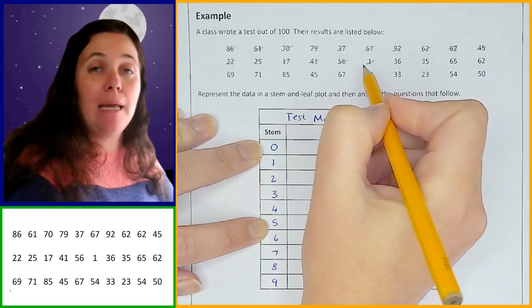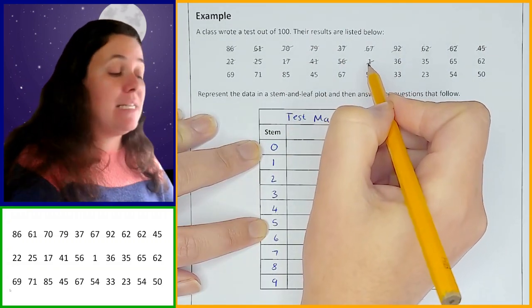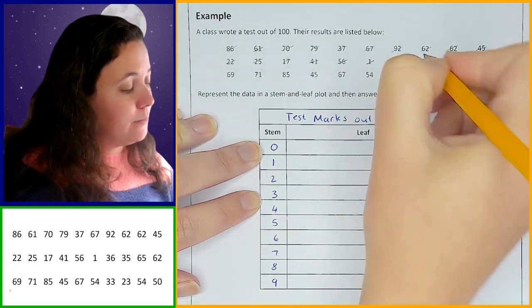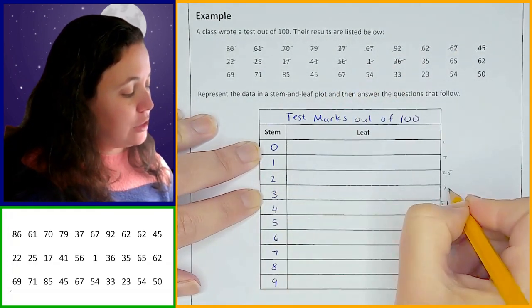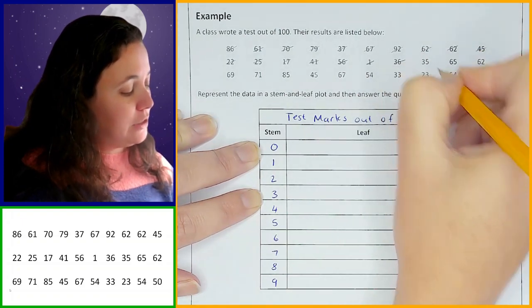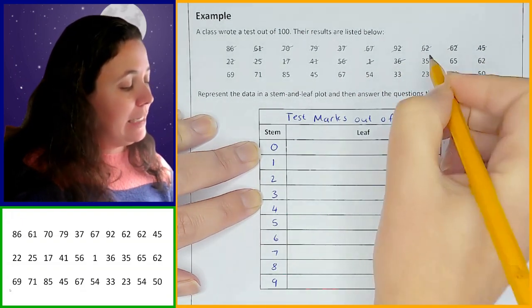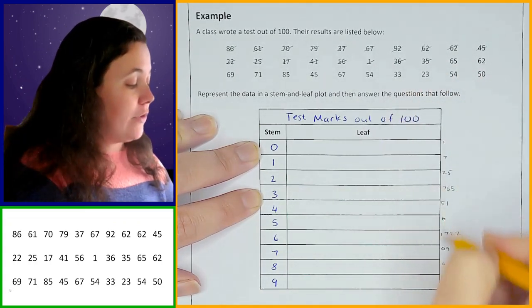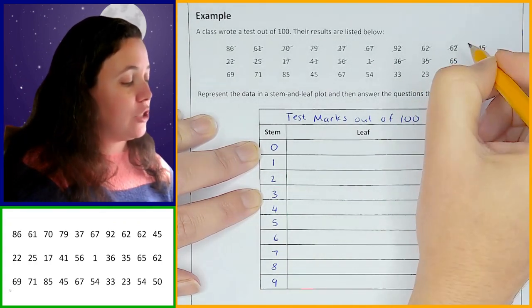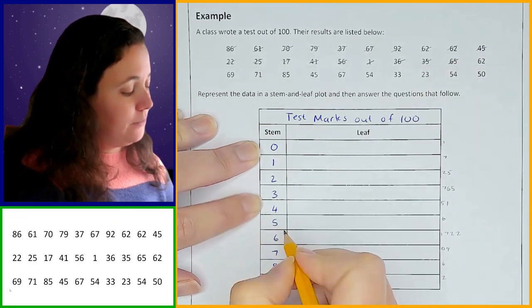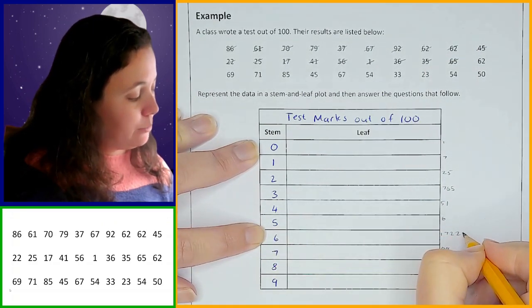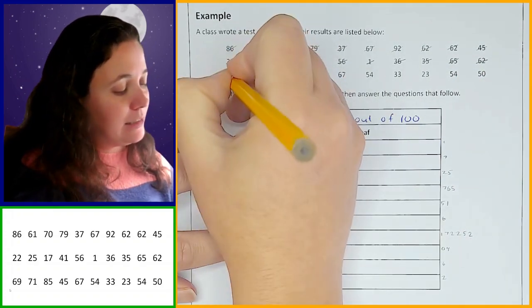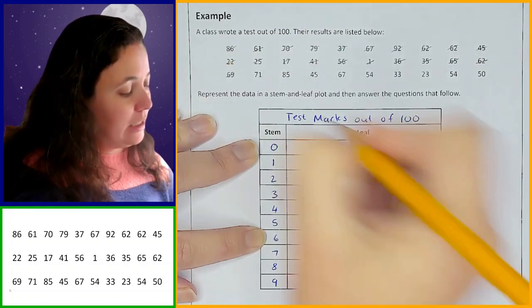Remember, if it's just a plain unit, then the number of tens is 0, so it's going to go in this row over here. So the 1 goes over there, 36 is going to go over here, 35, and remember, each time I am just writing the last digit over here. I'm not writing the whole number, I'm just writing the last digit. Then the 65 is going to go over here. I put the 5 there. 62, I put a 2 over here. 69, I put a 9 over here.